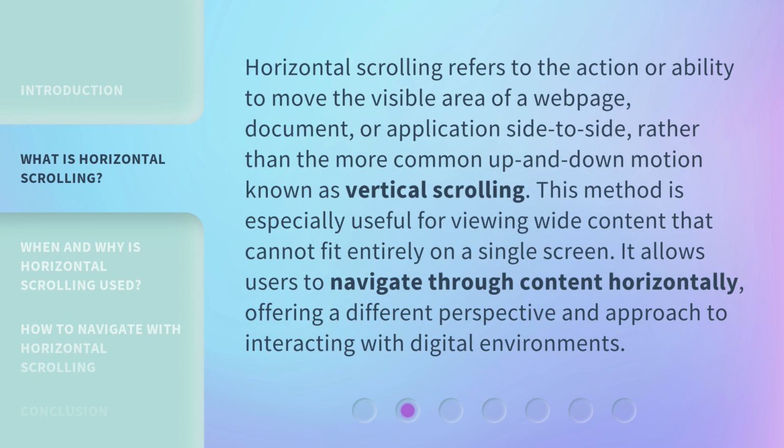Horizontal scrolling refers to the action or ability to move the visible area of a web page, document, or application side to side, rather than the more common up and down motion known as vertical scrolling. This method is especially useful for viewing wide content that cannot fit entirely on a single screen. It allows users to navigate through content horizontally, offering a different perspective and approach to interacting with digital environments.